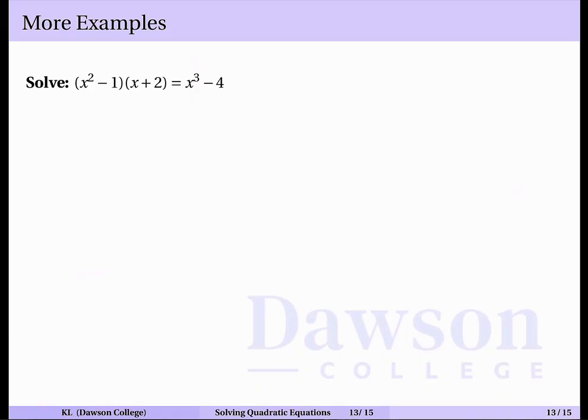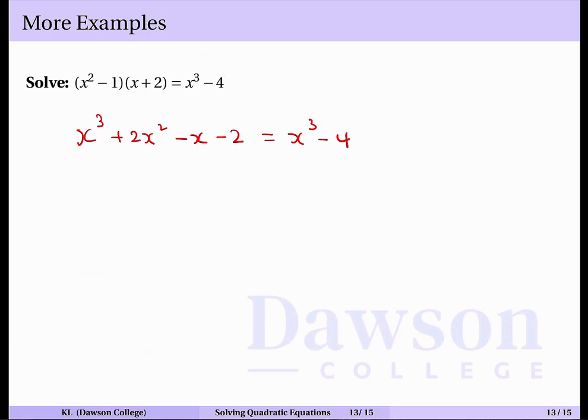Next problem here. As usual, we do the same as in the previous example. We expand this. We write this to the other side. So if we do this, we will have x cubed plus 2x squared. So x cubed, this one to this one, 2x squared, this one to this one, minus x, minus 2, equals x cubed minus 4.